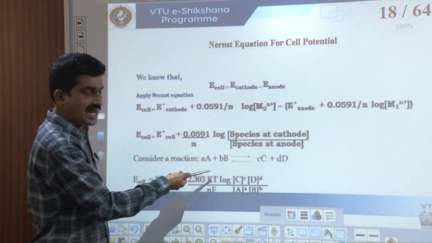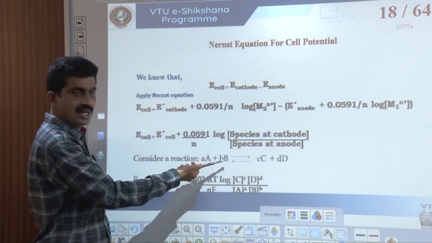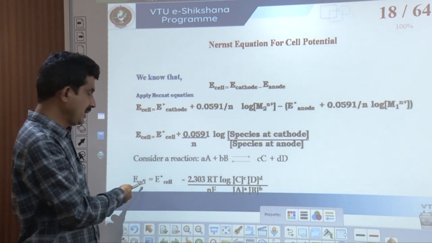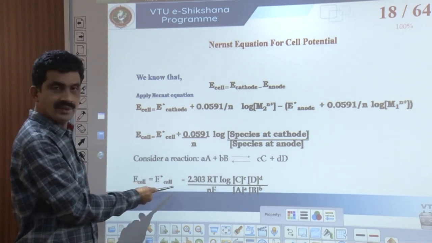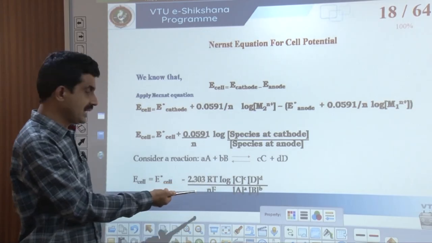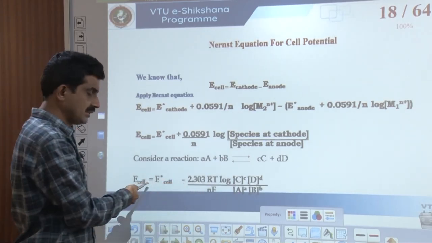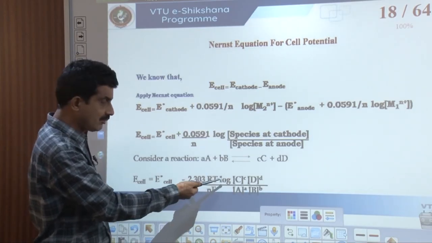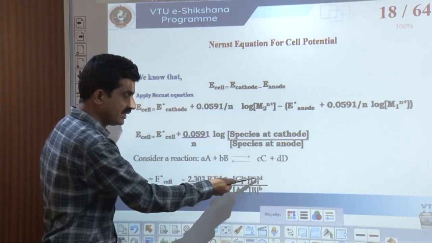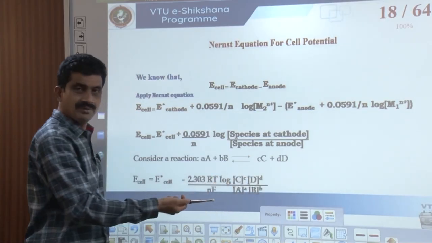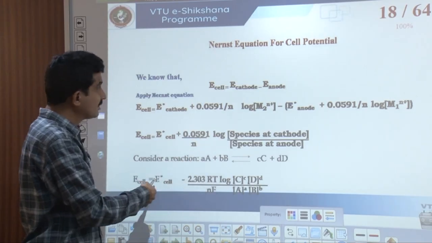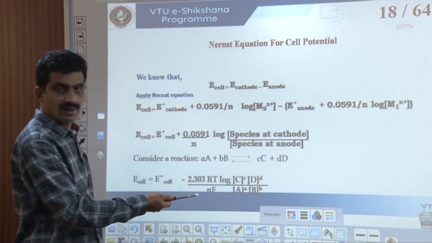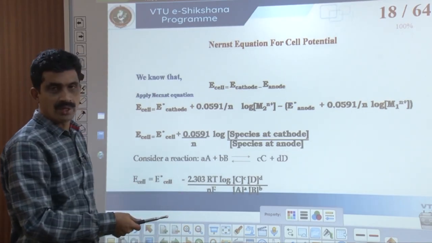Let us consider the reaction aA plus bB gives cC plus dD. Then the EMF of the cell is E cell equal to E naught cell minus 2.303 RT divided by NF log of C to the c, D to the d, divided by A to the a, B to the b. This form of the Nernst equation for cell potential we need to remember while solving the numerical problems.